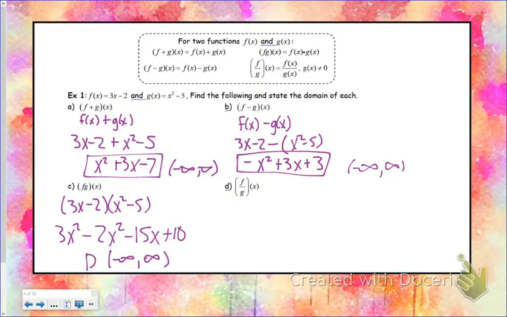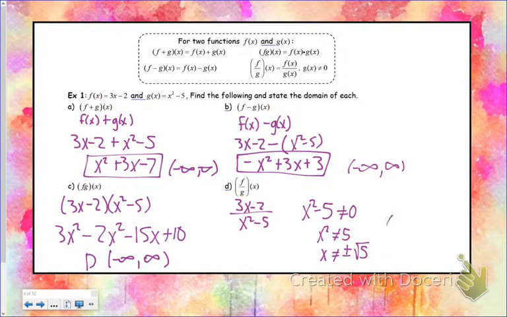All right, then let's look at f over g. So again, I would just write this as 3x minus 2 over x squared minus 5. But when it comes to domain here, remember, you cannot divide by 0. So that means that x squared minus 5 cannot equal 0. That means that x squared cannot equal 5. That means that x cannot equal plus or minus the square root of 5. So if I wrote that in interval notation, negative infinity to negative root 5, union negative root 5 to root 5, union root 5 to infinity.